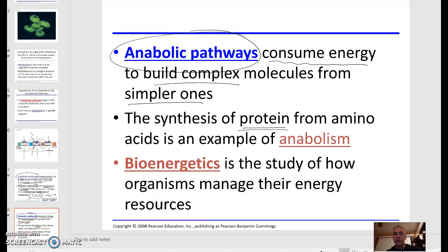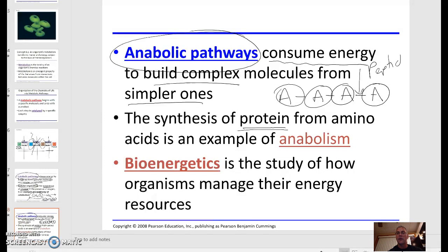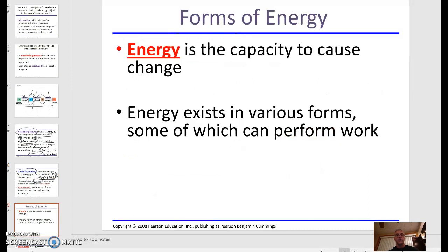We know that the primary structure of a protein relies on a very specific sequence of amino acids. As we put amino acid number 1 and number 2 and number 3 and number 4 together using these peptide bonds, that is what we would classify as an anabolic process. We're starting off simple with the amino acids, and we're building something more complex. In order to do that, we have to invest energy. So things that are anabolic are going to require energy.